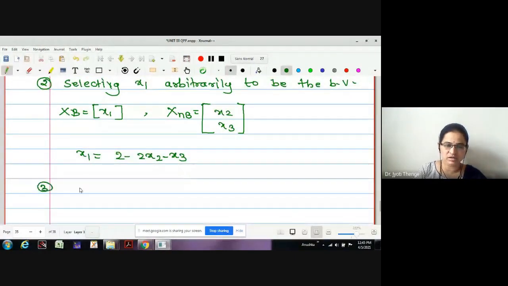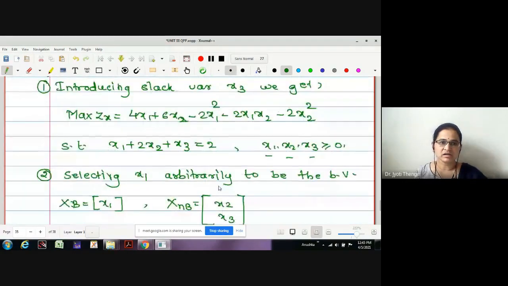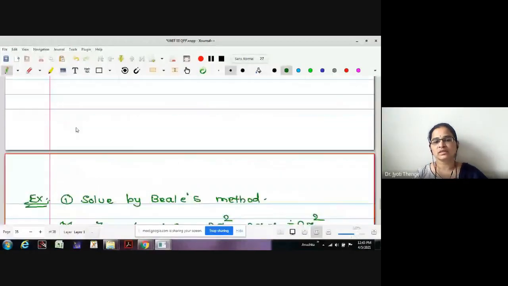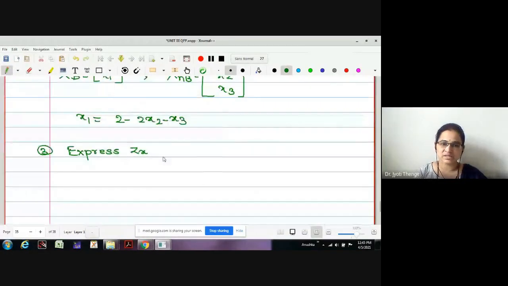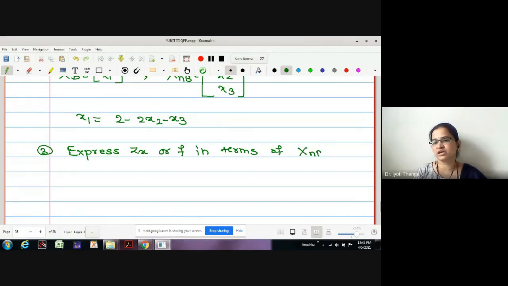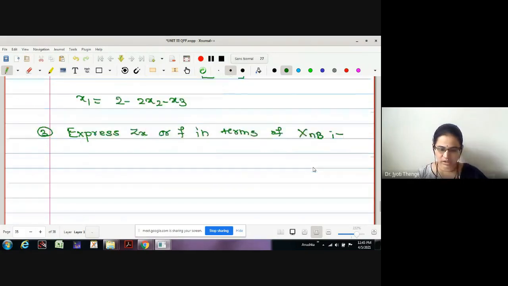Therefore, let me write the third step. Express z(x) or f, here let me write f of x, or z. Because here we have used the notation dou f by dou x and b, no? That's why I have written it as f. Express f in terms of the non-basic variables. Therefore, what I have to write? I have to write f in terms of x2 and x3 only.